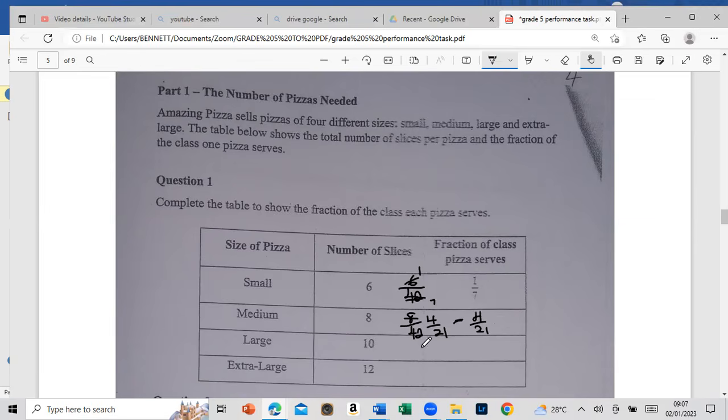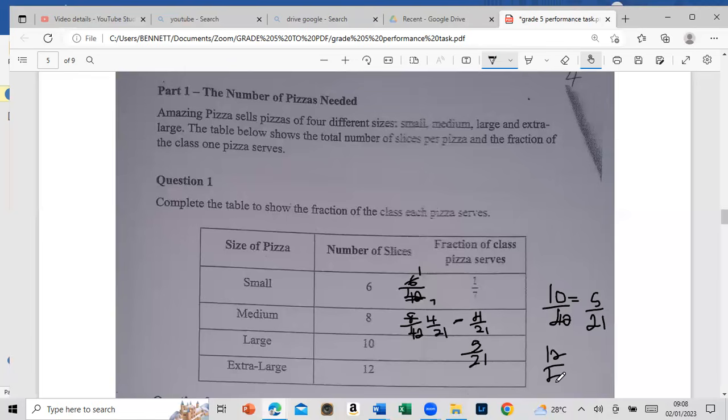All right, let's move on to 10. I'm just gonna work it out here. 10 over 42. Again, we can use 2. We divide both of them by 2. So that's 5 over 21. And for this one, it's 12. Oh, I guess you guys get the picture.